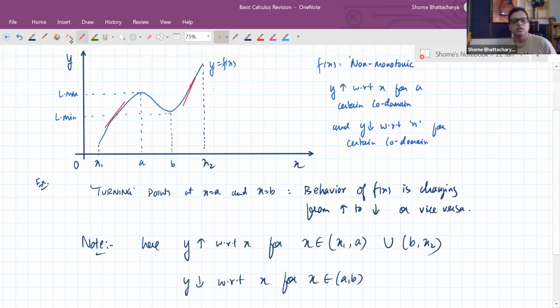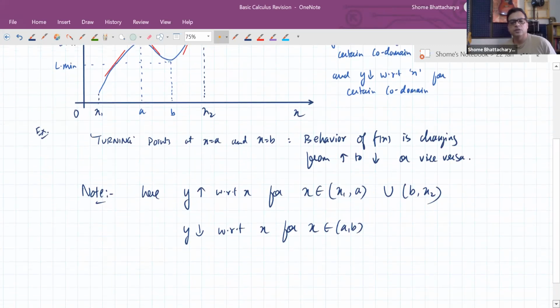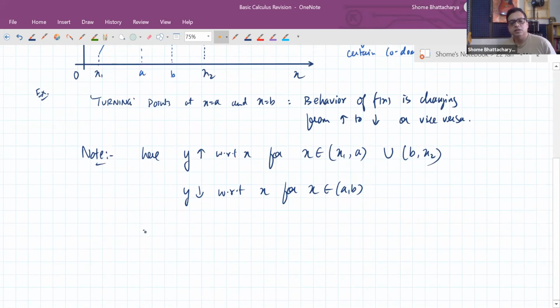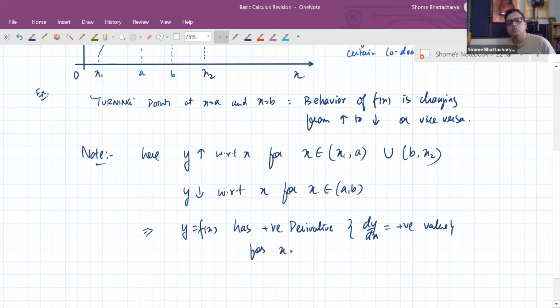Whereas if you draw a tangent at a point like this, you can see that it will have a negative slope. Remember that the tangent has a slope equal to the derivative of the function. So in terms of derivative, what that means is that y equal to f(x) has a positive derivative, that is dy/dx has a positive value for the part of the domain where the function is increasing.